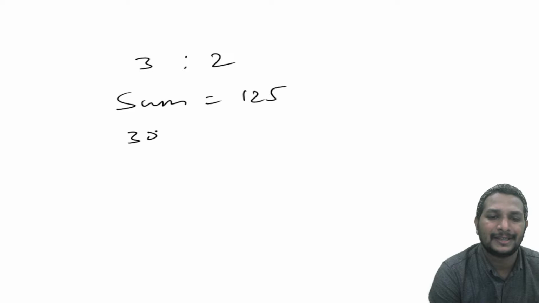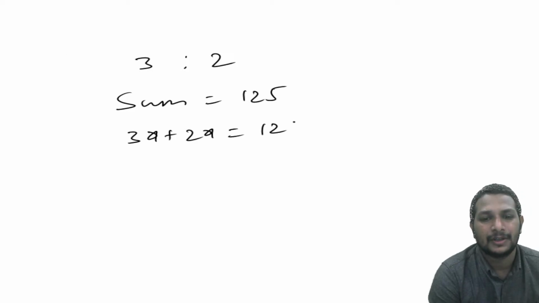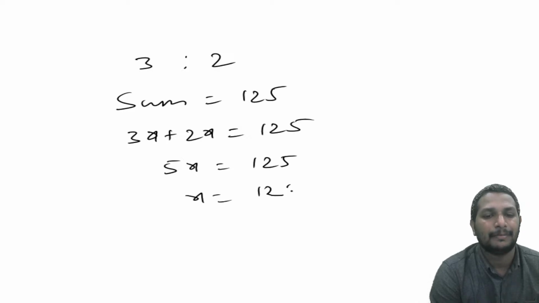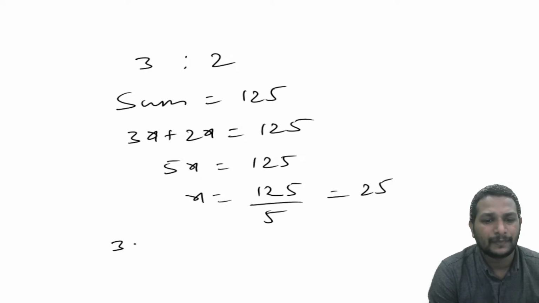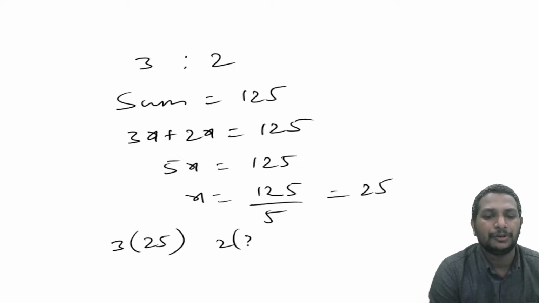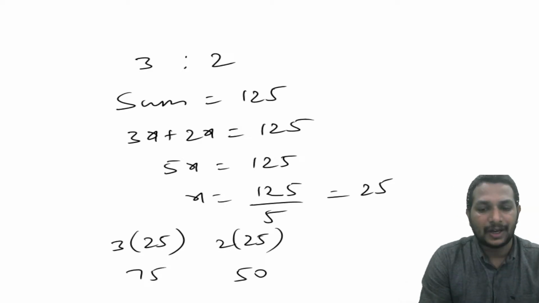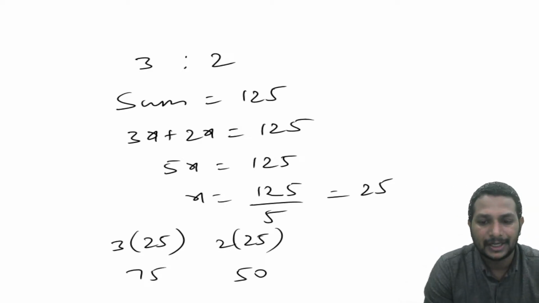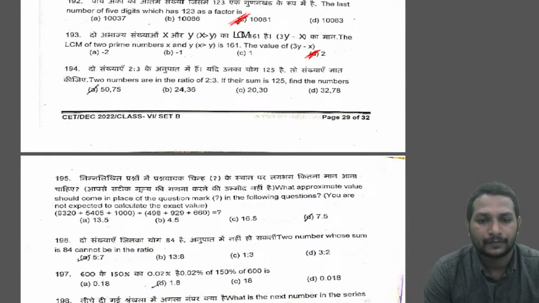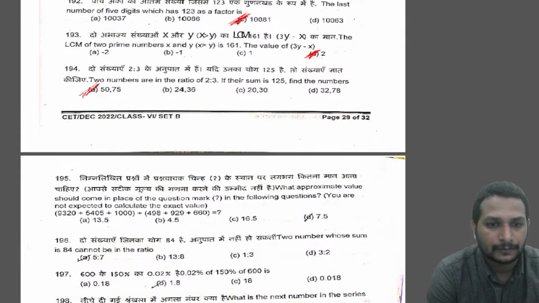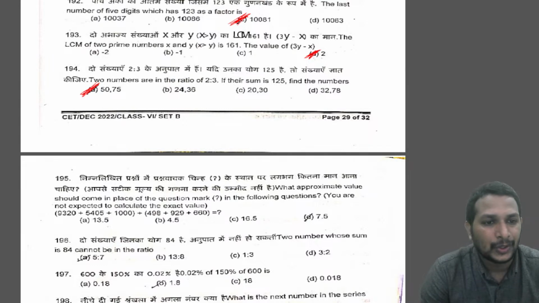Let the numbers be 3x and 2x. When we add those, we're getting 5x equals 125. X is 125 by 5. The answer is 25. The numbers will be what? 3 into 25, which is 75, and 2 into 25, which is 50. So 75 and 50 are the numbers. That's nothing but option A. Okay. Next, we look at the next question, 195.